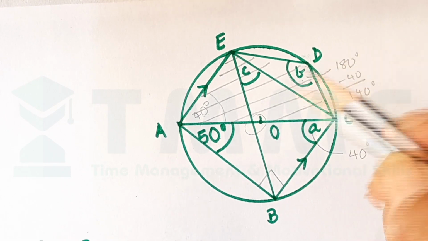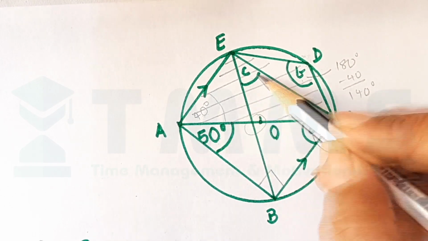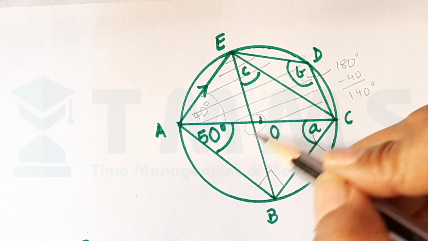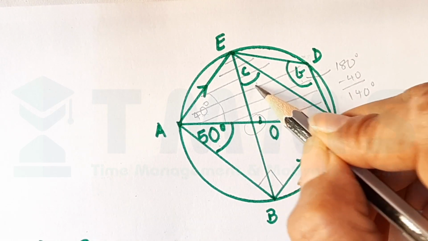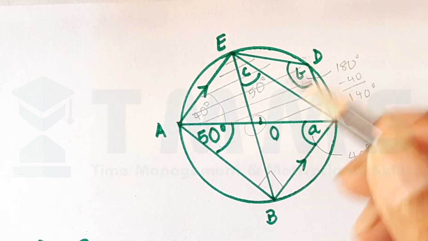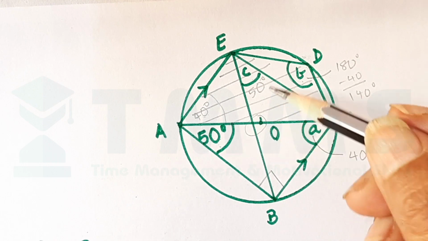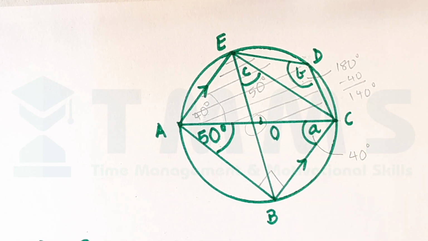Now we got this B. C will be angle in the same segment. Can you see BC is making this angle and this angle? So this 50 and this 50. This also will be 50 degrees. Because this is 50 degrees, this also will be 50 degrees. Why? Because they are angles in the same segment.